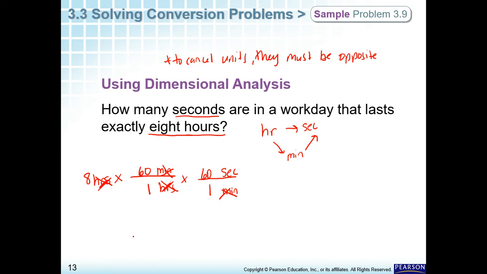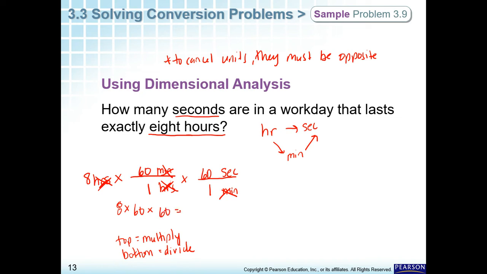Most often question I get is, what do I plug in? Well, if the number is on the top, you multiply. If the number is on the bottom, you divide. And if it's a 1, you don't have to worry about it. So this would be read as 8 hours times 60, because it's on top, times 60 over here, because it's also on top.